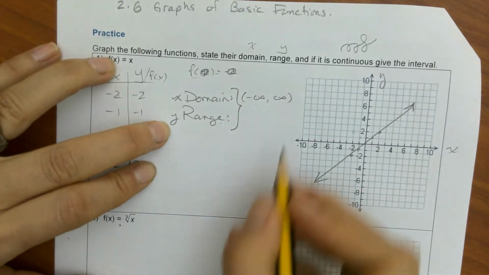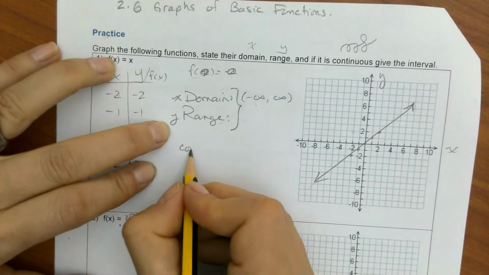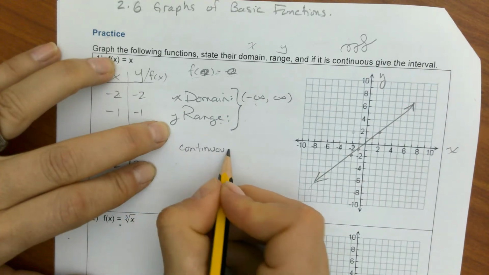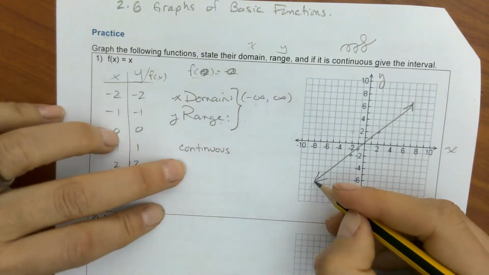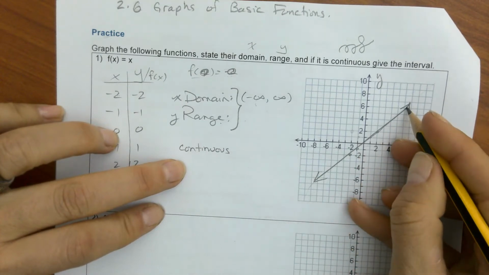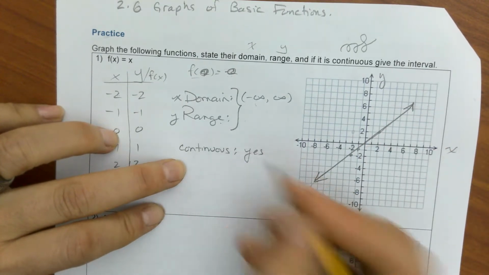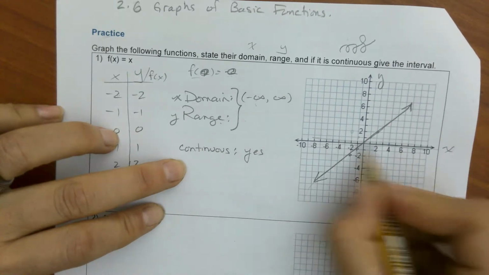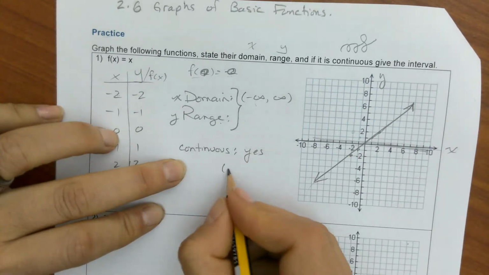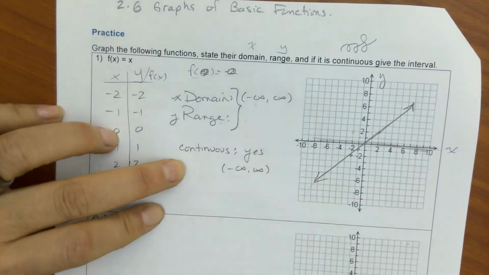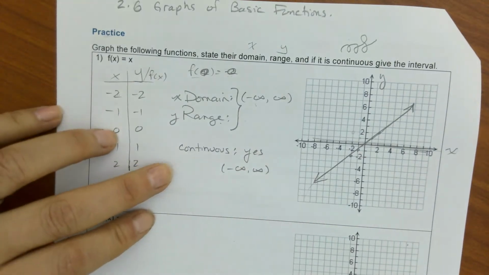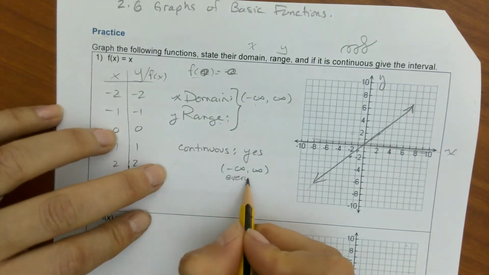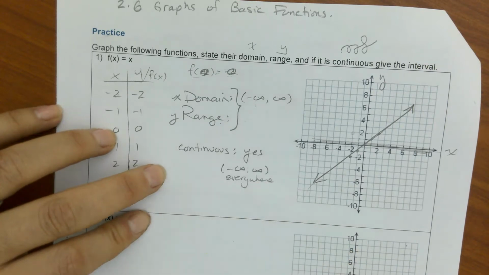Now it says we have to do, is it continuous? That means, can I draw this without lifting my pencil? Yep. So yes, it's continuous. And where is it continuous on the x-axis? Everywhere. Okay, everywhere. Now let's look at the next one.